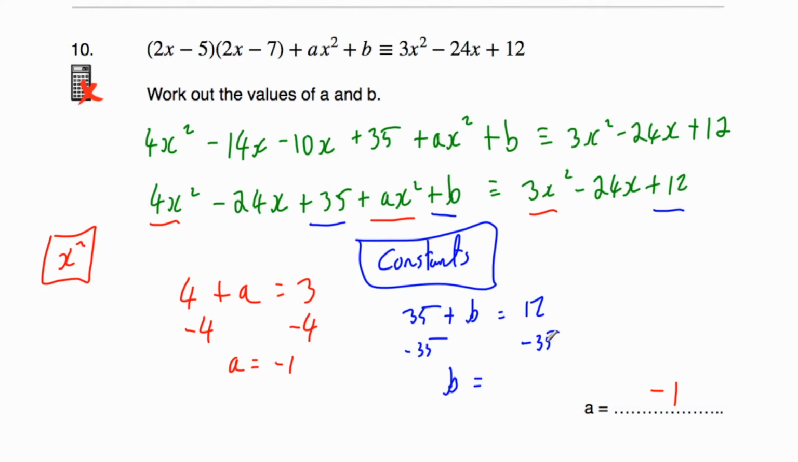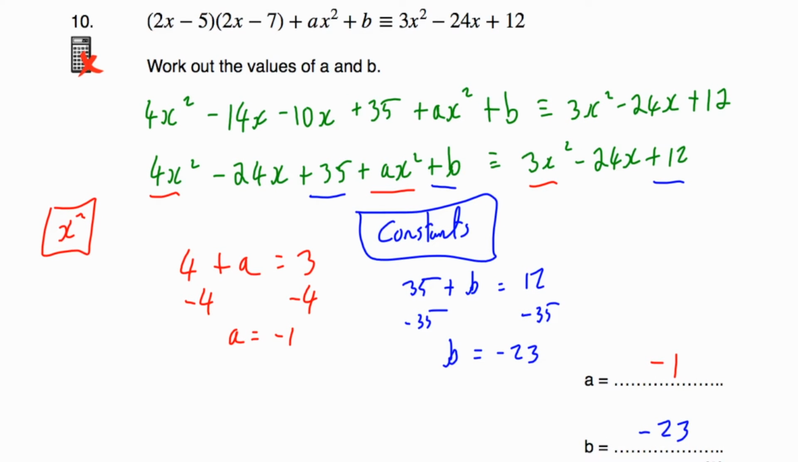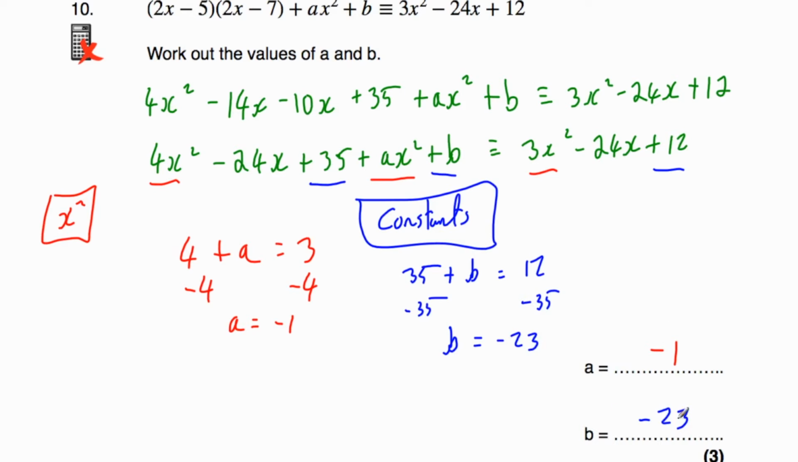we'd have 12 minus 35, that's going to be minus 23. So it means that b is equal to negative 23. So we've got that a is equal to negative 1, and b is equal to negative 23, and that's it. So the values of a and b are negative 1 and negative 23.